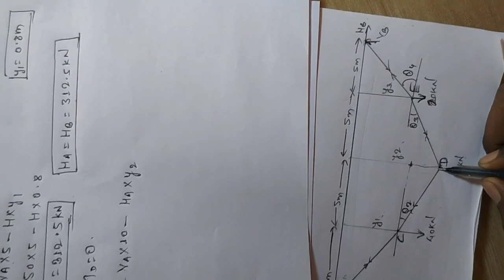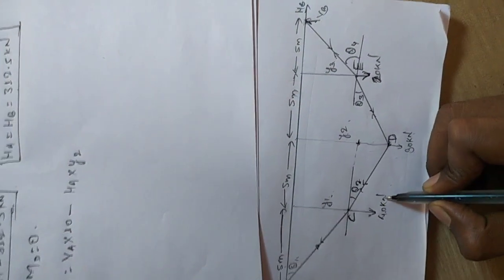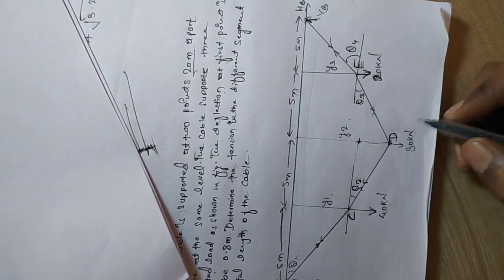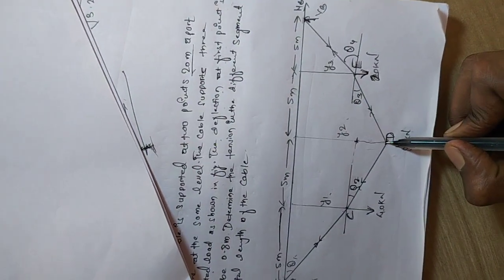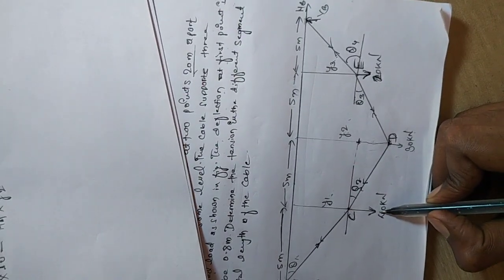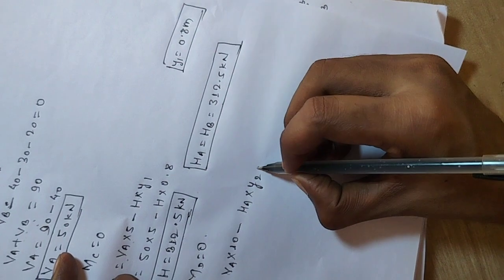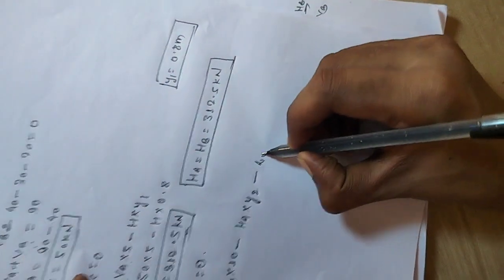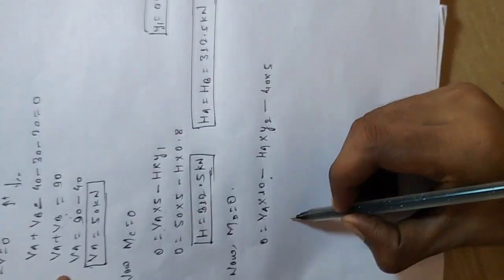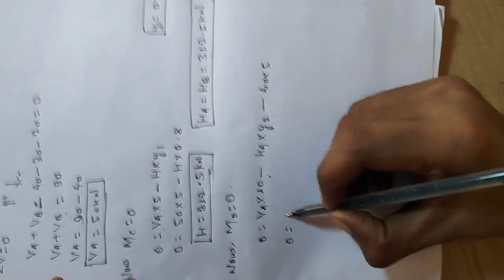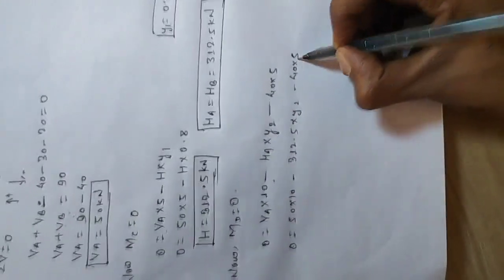Now the extra force, this 40 kilonewton, is also acting here. The 40 kilonewton is at a distance of 5 meter from point D, and it tries to rotate in the anti-clockwise direction. So we take it as minus 40 into 5. VA and HA we already got, so the only unknown will be y2. So VA 50 into 10 minus HA 312.5 into y2 minus 40 into 5.